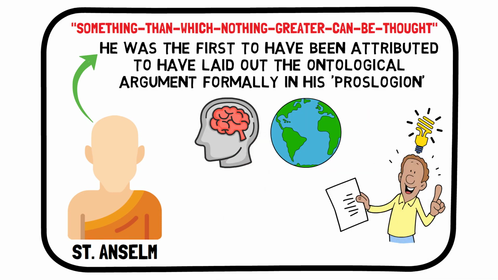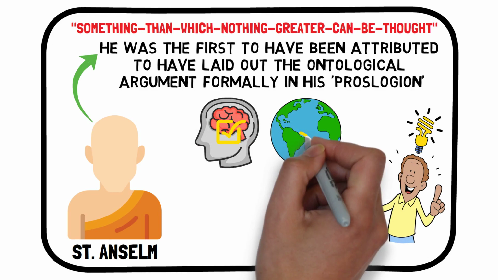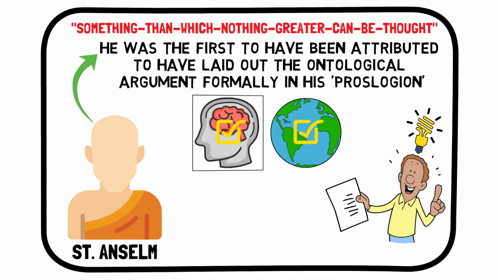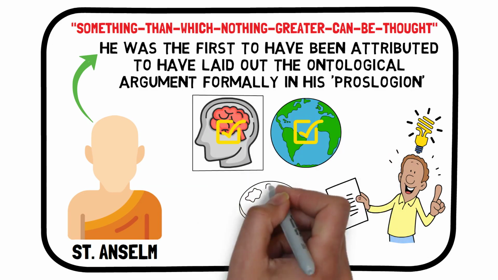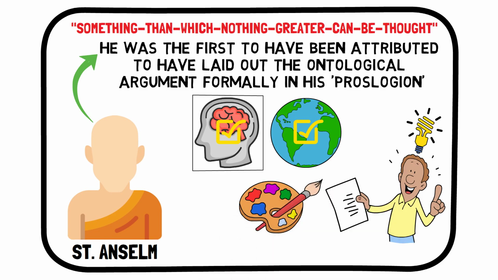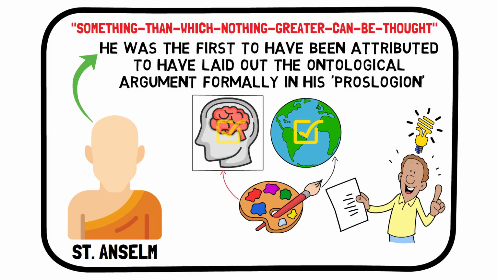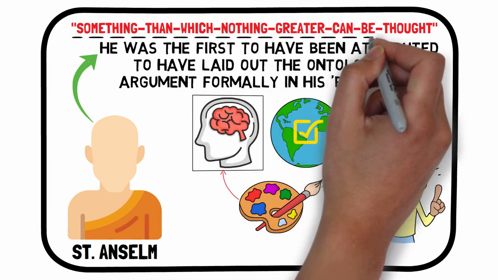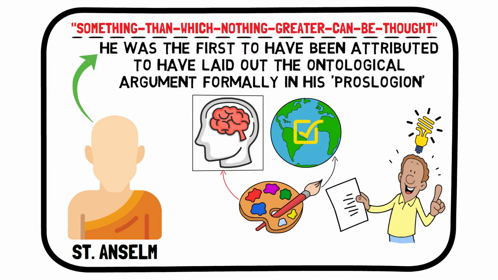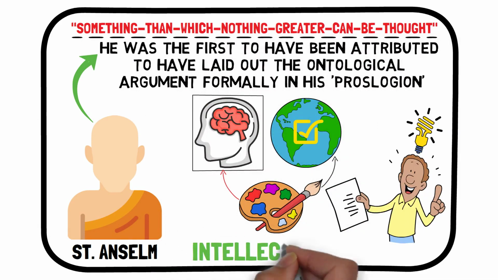He then identifies that things can exist in intellectu, in the mind, and in re, in reality. It is greater to exist both in intellectu and in re than in intellectu alone. For example, it's greater for a painter to have painted a painting that he envisioned in reality than it is for the painter to simply just imagine the painting. If God were to exist in the mind alone, he would not be something than which nothing greater can be thought. And so God must exist in both in intellectu and in re. God must exist not just in our thoughts, but also in reality.